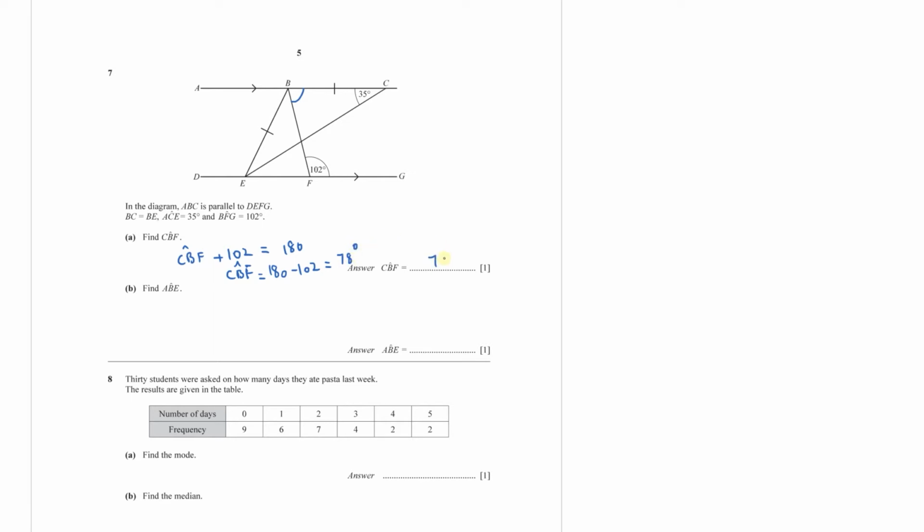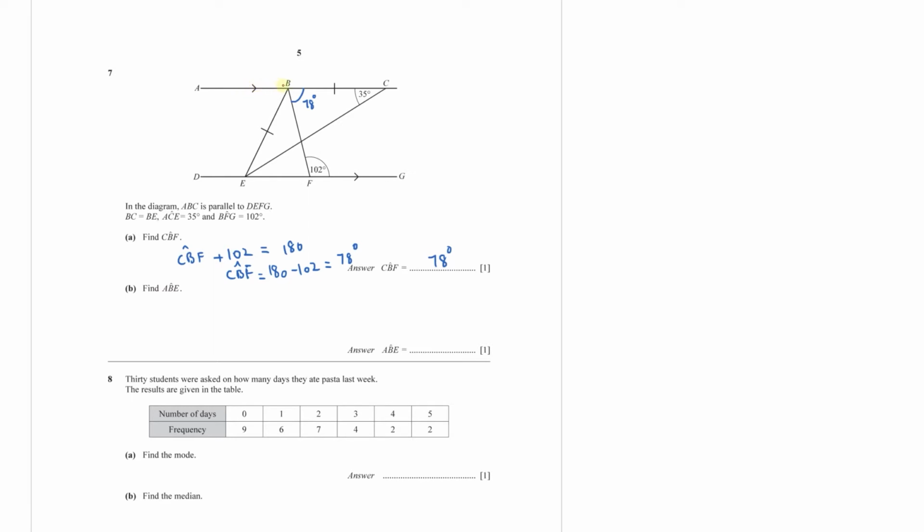So CBF is 78. It's a good idea to mark the angles that you have already calculated, because most of the times these will be used in the next parts. If you know that you have calculated this angle, it makes it easier to visualize any other unknown angles that you need to calculate, and if you have to use this previous value as well. So this is 78. Part B is find angle ABE.